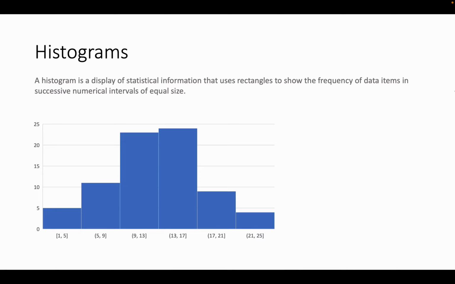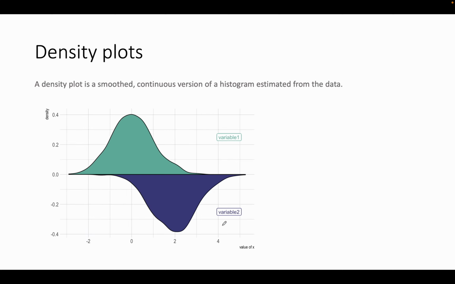Bins are of equal width. For example, if you see these, the widths are the same for all these bars. The number of bins is up to the user, and bars are contiguous. That is, no empty space shows between bars unless there is an empty bin. Next we have our density plots. A density plot is a smooth, continuous version of a histogram estimated from the data. A key distinction from a histogram is that a density plot corresponds to plotting the histogram as a proportion rather than counts.